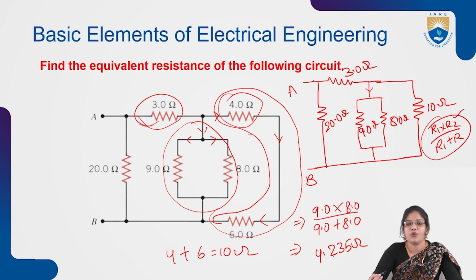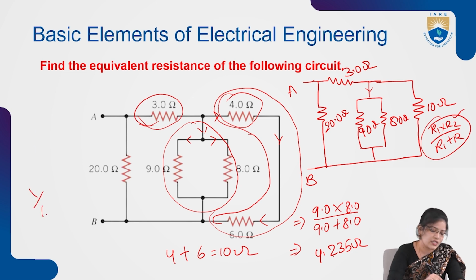If there are n number of inductances connected in parallel, we need to use the formula 1 by L equivalent is equal to 1 by L1 plus 1 by L2 and so on. I already mentioned this in the previous video, but it is different, it is opposite for the capacitances. If capacitors are connected in series, we need to use the formula 1 by C equivalent is equal to 1 by C1 plus 1 by C2, till n number of capacitors connected in series. So 1 by C equivalent will be equal to 1 by C1 plus 1 by C2 and so on till 1 by Cn.